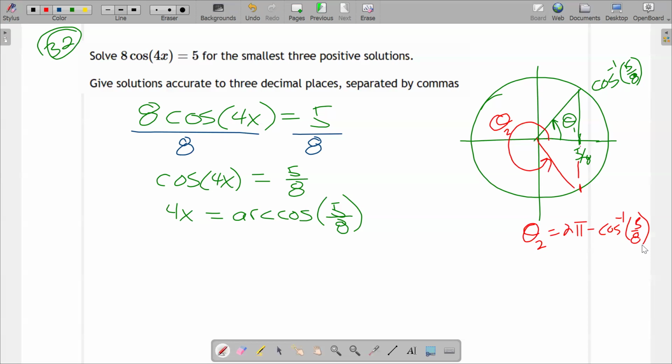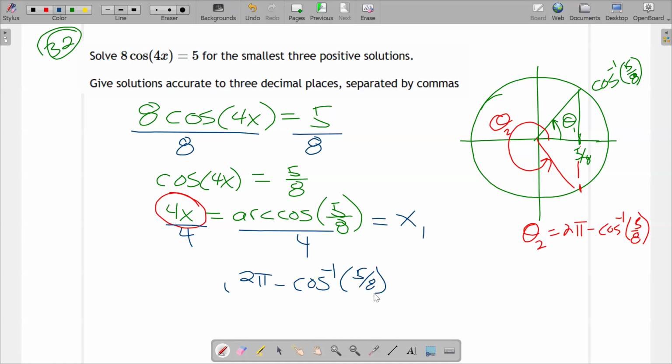So back here, I have not just an x, but a 4x over there. So for my angles, I'm going to have to divide by 4. So that's going to give me my theta 1 here, or angle 1. Actually, they want me to use x, so I'm going to call it x1. x2 is going to be like what I have for theta 2, but divided by 4. So 2 pi minus cosine inverse or arc cosine of 5/8, all over 4. So that's going to be my x2.